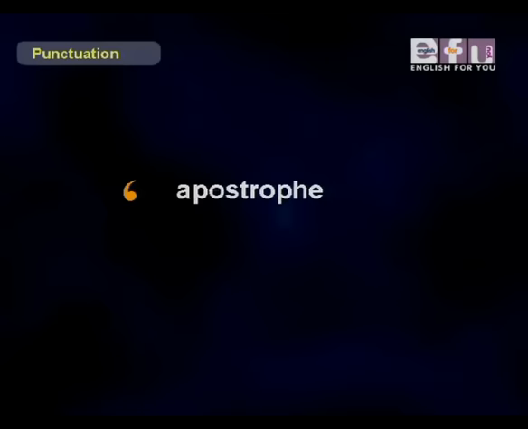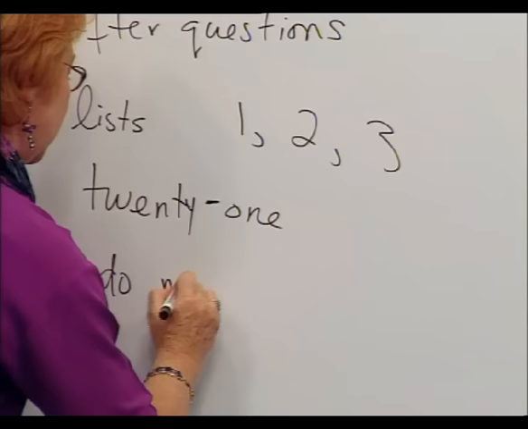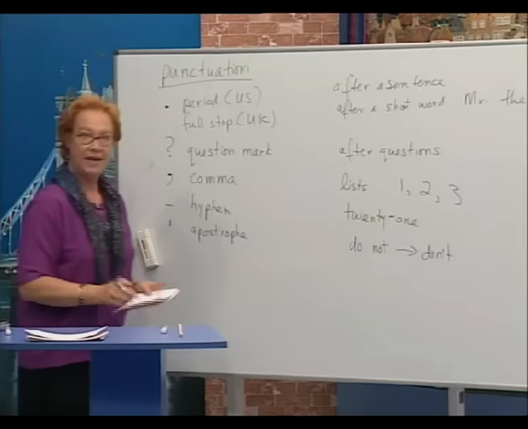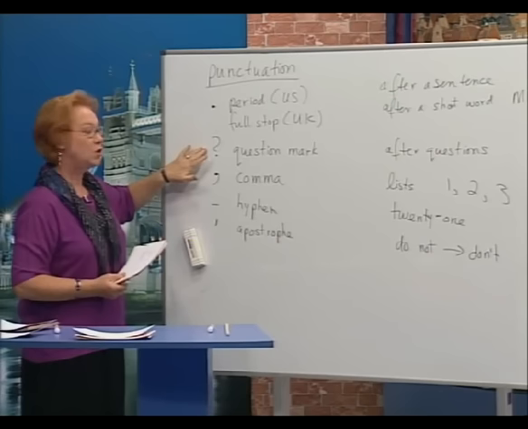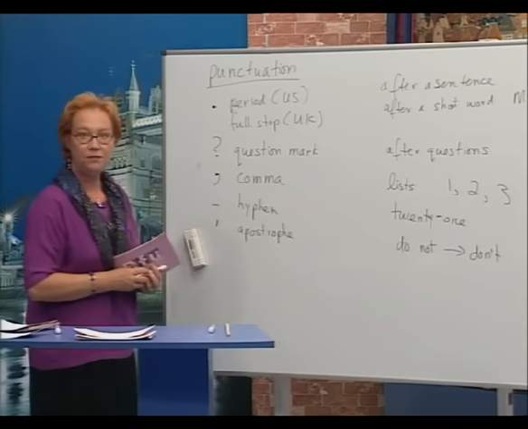And then finally, we have an apostrophe. This also is used inside words. For example, we saw do not, don't. Okay? Now, again, this is the period or full stop. Question mark, comma, hyphen, and apostrophe. All right? Now, here are some sentences. I'm going to show you some sentences with no punctuation, and we're going to change them.